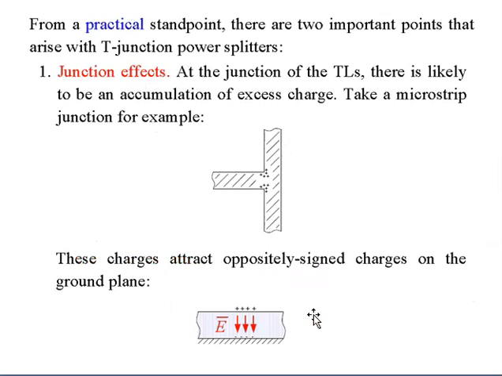Now, there are two important points that you have to consider when you want to design the T-junction power splitter. The first one is the junction effects. Junction effect is when you have an accumulation of excess charge at the junction. Take the microstrip junction in the figure over here. Here at the junction you have an accumulation of excess charge, and this charge attracts oppositely signed charge on the ground plane.